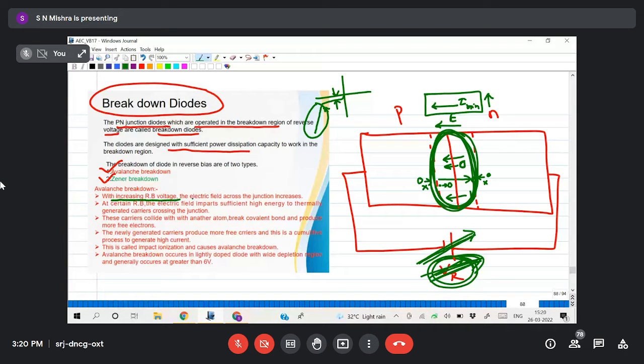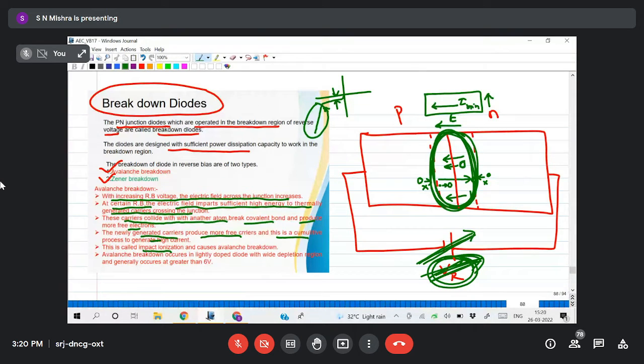With increasing reverse bias voltage, the electric field across the junction increases. At a certain reverse bias, the electric field imparts sufficiently high energy to thermally generated carriers crossing the junction. These carriers collide with another atom, break covalent bonds, and produce more free electrons. Newly generated carriers produce more free electrons, and this is a cumulative process to generate high current. And this is called impact ionization. Impact ionization means it is hitting a stationary electron. Due to this impact, the electron and hole are generated. That's why it is called impact ionization.